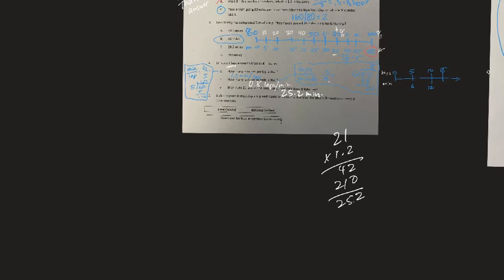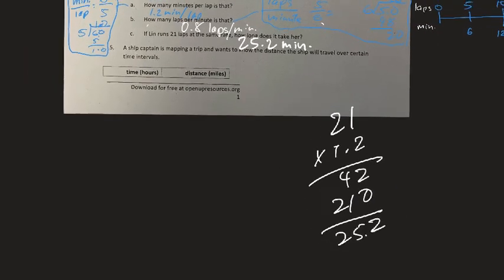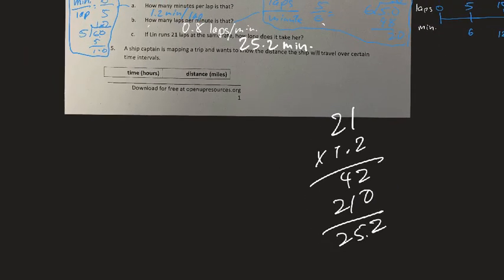Okay, there we go. All right, so for the next one for C, if Lynn runs 21 laps at the same rate, how long does it take her? So what I need to do here is she's running 21 laps and we know she's running at 1.2 minutes per lap. So I'm multiplying 21, which is the number of laps, by 1.2, which is the minutes per lap. That gives me 25.2. So 25.2 minutes.